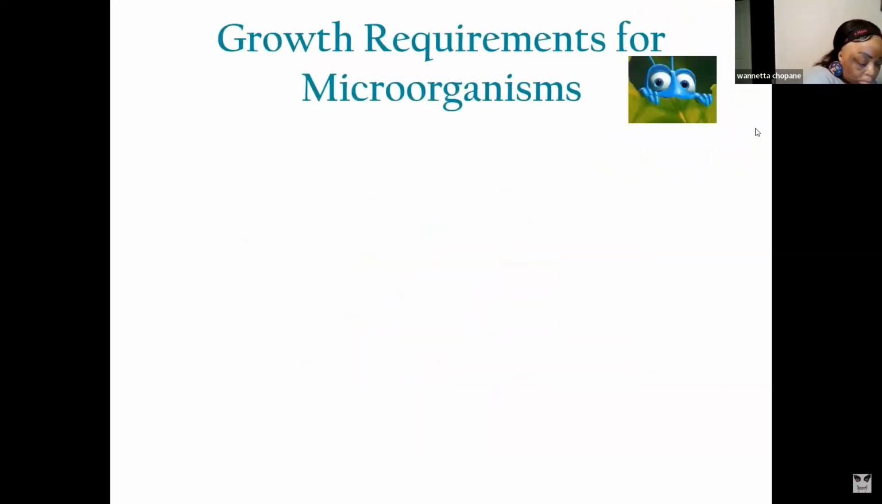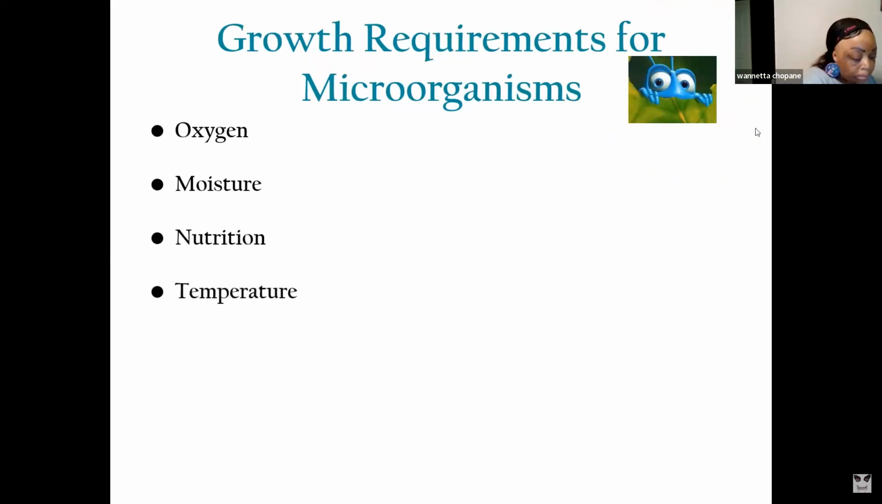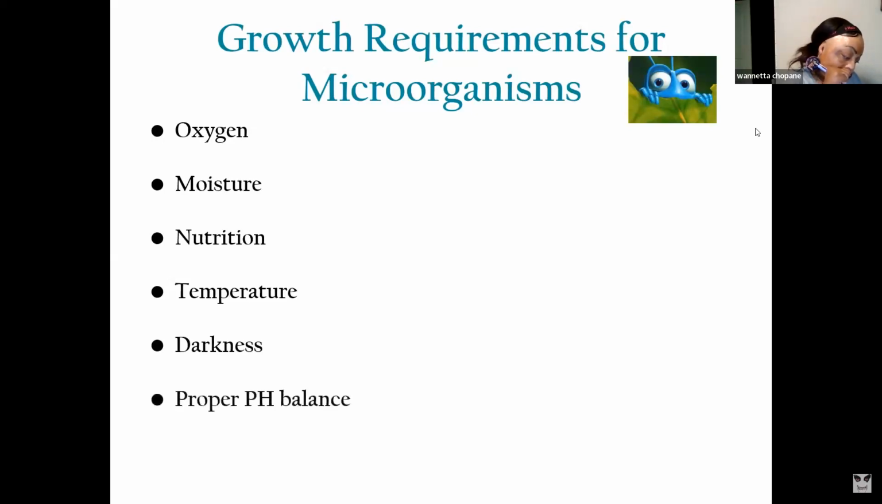Now, what are some of the growth requirements for a microorganism? Well, we have to have a good oxygenated area. We have to have moisture sometimes. Good nutrition in the area, where the microorganism feeds off of. We have to have a temperature. Some microorganisms live in damper places, colder, or even warmer places. We have to have darkness. In some cases, or even in most, darkness is a necessity for microorganisms. And of course, a proper pH balance.